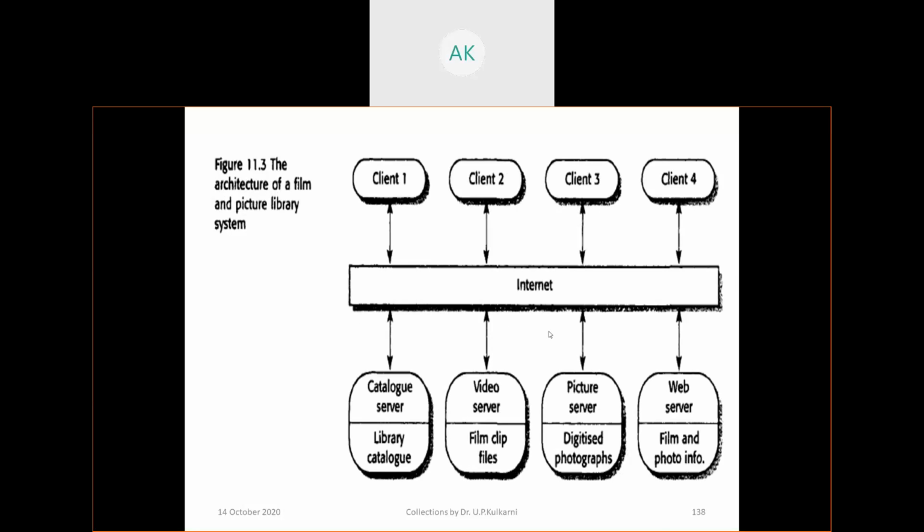There are many examples that people talk about. Look at the architecture of a film and picture library system. You have multiple clients communicating through the internet, and several subsystems like a library catalog server, a video server containing film clip files, a picture server containing digitized photographs, and a web server containing film and photo information. There are multiple servers and what they contain. It gives an overall idea of what things are where, and what the system is made up of.